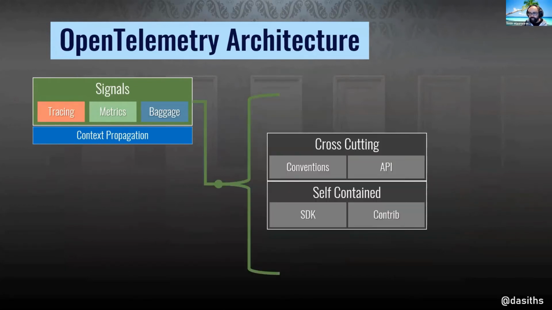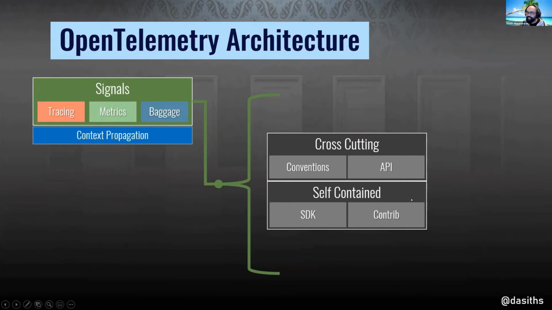And the way that OpenTelemetry tries to solve this is by putting it into two categories called cross-cutting and self-contained. So cross-cutting, you can think of them as conventions and APIs. API simply means cross-cutting public interfaces, things that you can use for any language or any framework. Then you've got conventions, which are like, let's say, how a trace ID is represented in an HTTP header. Those are things that are neutral to the language you're writing.